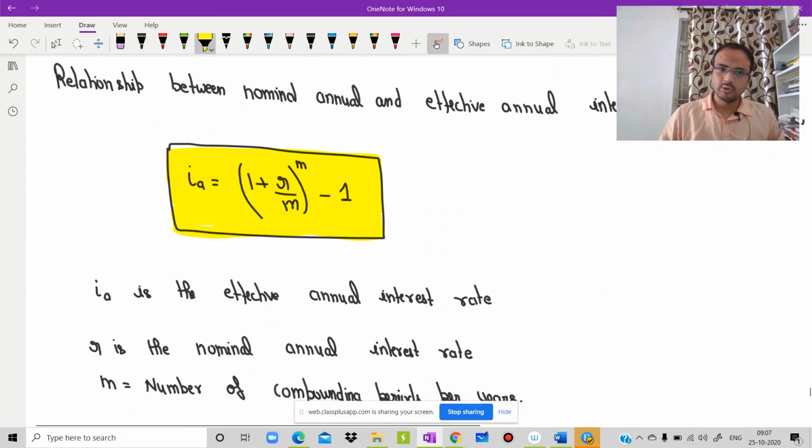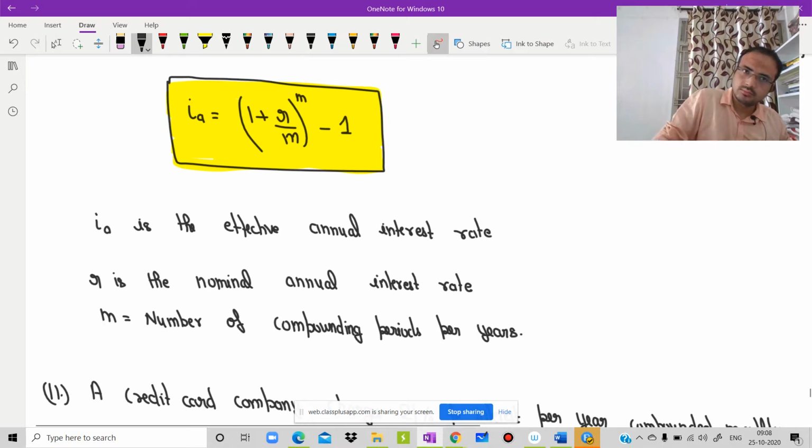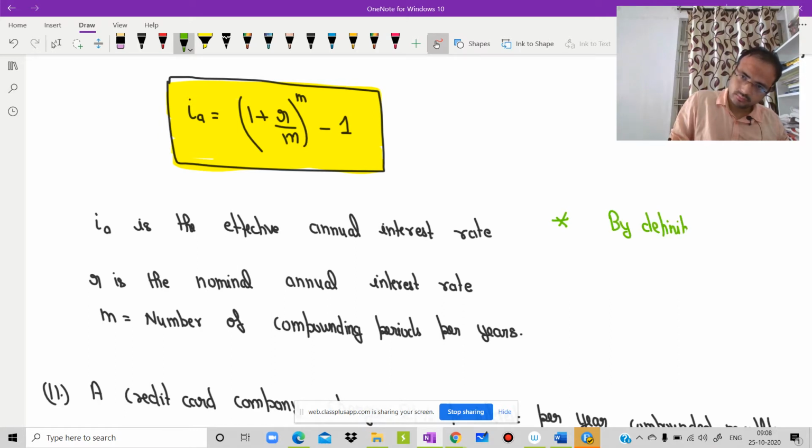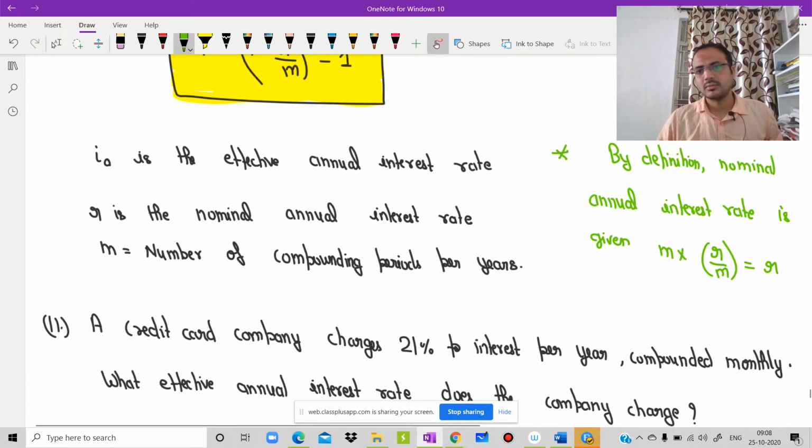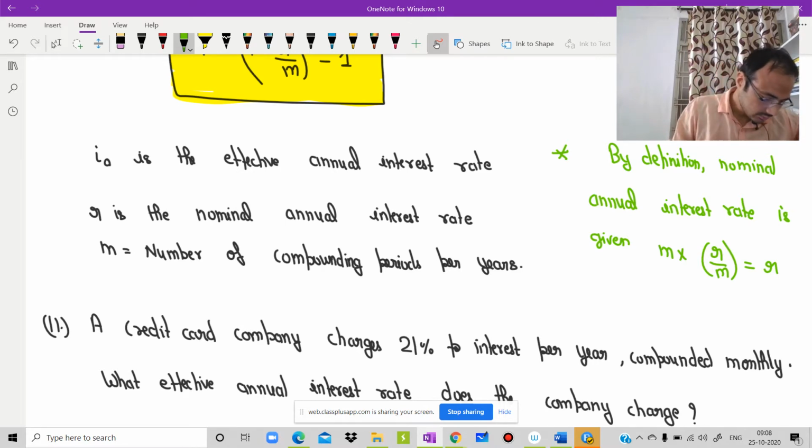You can add one more concept below this line. By definition, the nominal annual interest rate is given by M into R by M. So that is simply R. Is there any rocket science? Right, the nominal or per period.